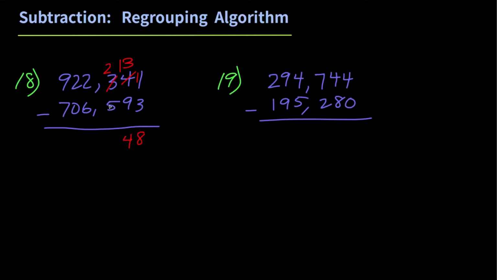2 minus 5. Can't do it, so I need to borrow. Borrow 1 from here, add 10. 12 minus 5 is 7. 1 minus 6. Can't do it, need to borrow. Add 10. 11 minus 6 is 5. 1 minus 0 is 1. 9 minus 7 is 2. So the result is 215,748.